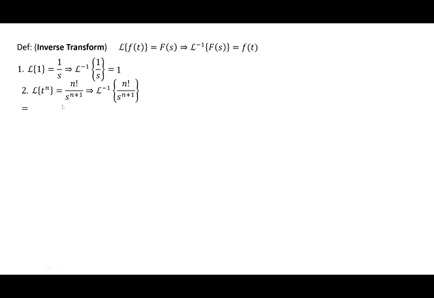Then Laplace of t to the n is n factorial over s to the n plus 1. What is Laplace inverse of n factorial over s to the n plus 1? Duh, that's equal to t to the n.